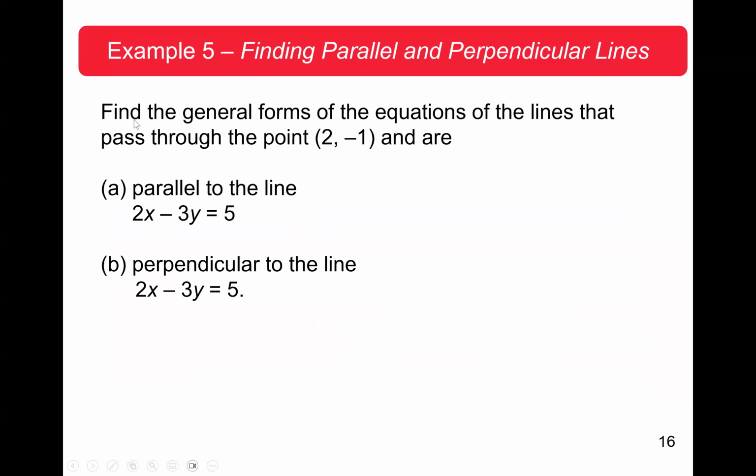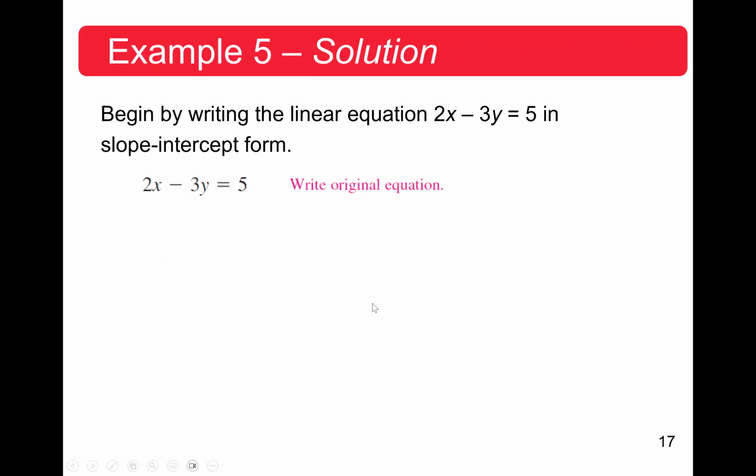So now, our second category of question: find the general form of the equation of a line that passes through the point (2, -1), and that is parallel to the first line, and also perpendicular to the second line. So we have the same line, but we are going to find another line that is parallel to it, and another line that is perpendicular to the same line. The first thing we are going to do here is take the original equation and change it to slope-intercept form. The main reason we're doing this is that we want to know the slope.